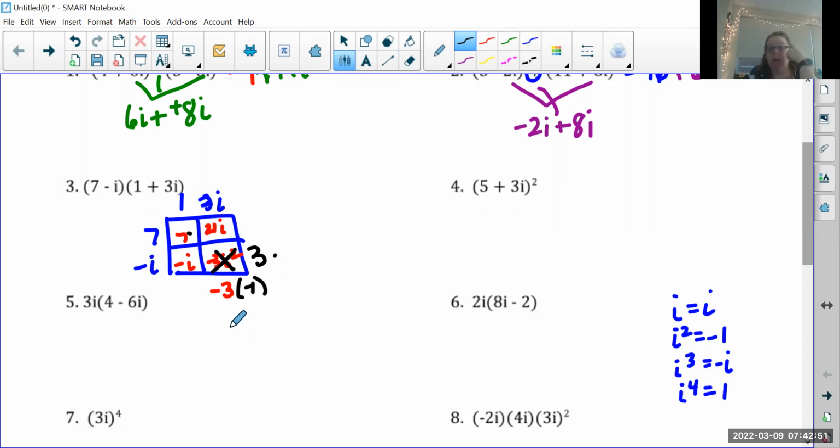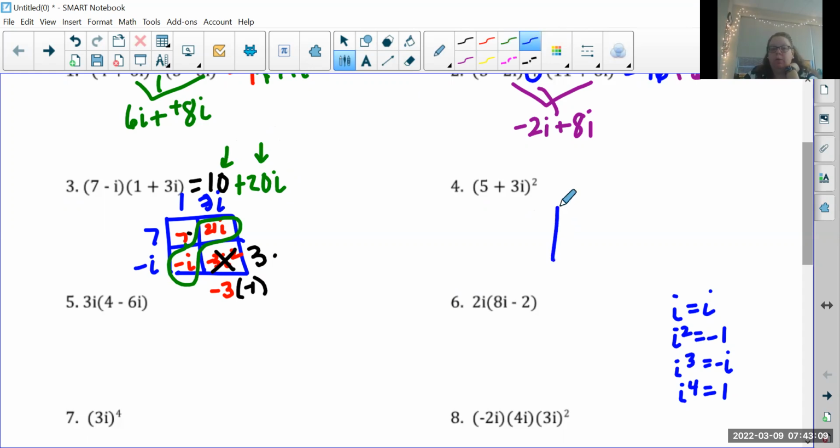So now I'm combining like terms, adding like terms, and I'm going to get 7 plus 3, which is 10. And then I'm going to combine these because these are still like terms as always. So it's going to be 21i minus i, which will give me 20i. Remember, it should always be the real and then the imaginary whenever we have a complex answer.